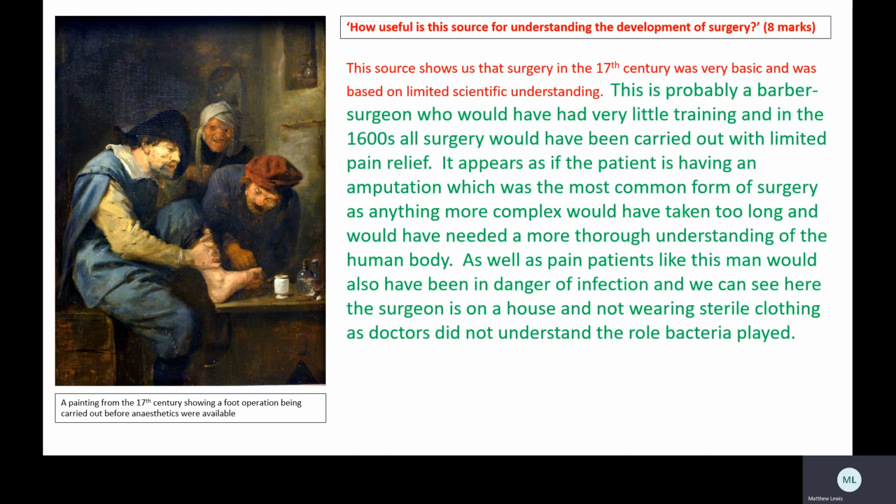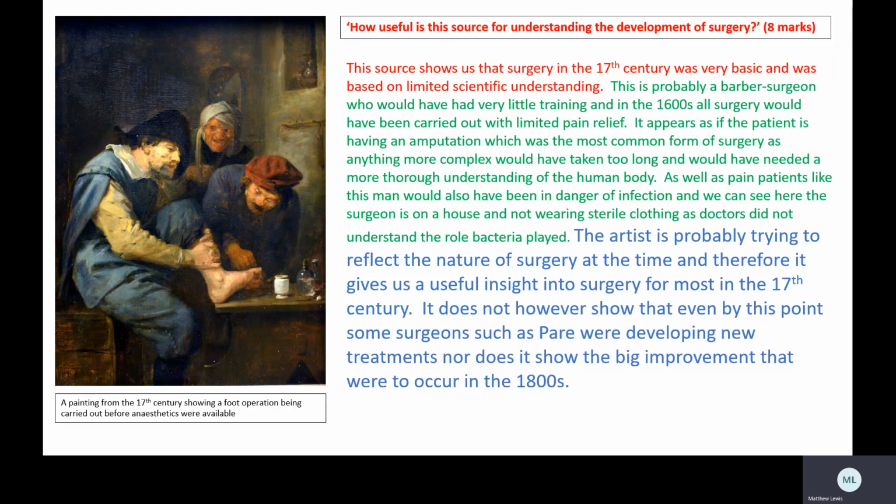So I've used lots of knowledge there to explain the context, the background to this picture, to explain why that is a useful picture to an historian, showing us all of these things. The third thing then I'm going to do is talk about the provenance, and I've highlighted that in the blue and I've made it a little bit bigger so you can see in the purple. And I've made my assumption here that the artist is probably trying to reflect the nature of surgery at the time, but it gives us a useful insight.